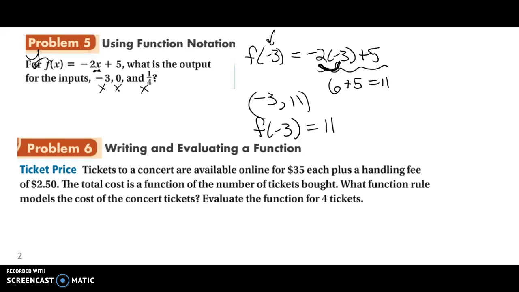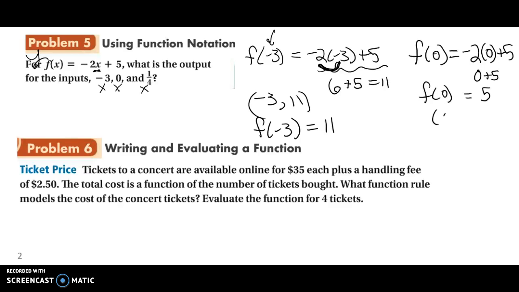Let's try the next input value. My next input value is 0. So I'm going to put the 0 where the x is. And now let's compute the right side only. Negative 2 times 0 is 0. 0 plus 5 is 5. So when I plug 0 in, on the right side I'll get 5. So the function value at 0 is 5.